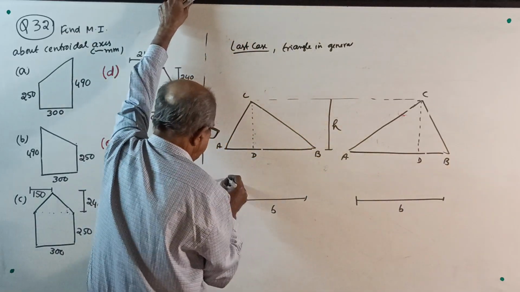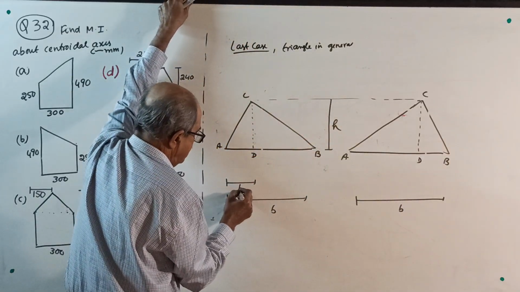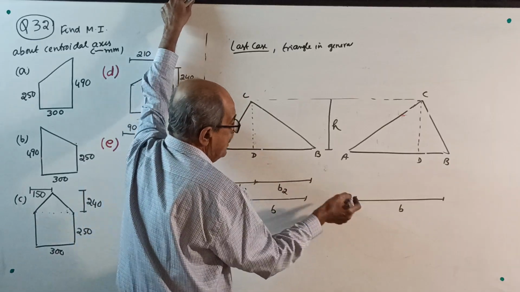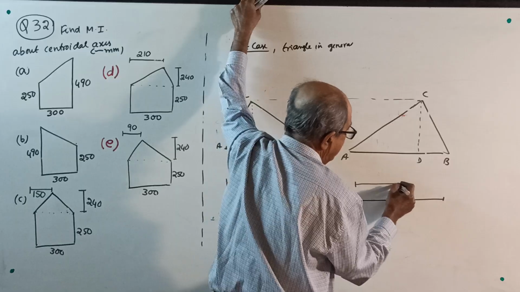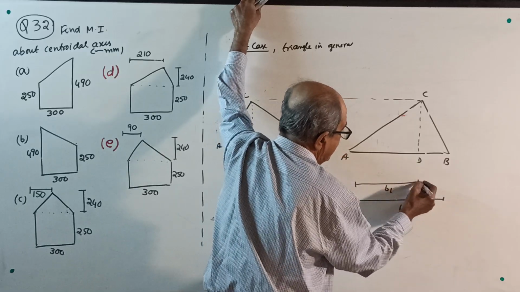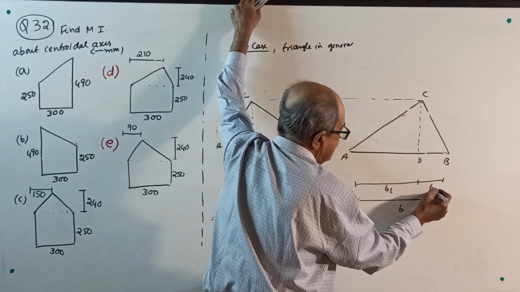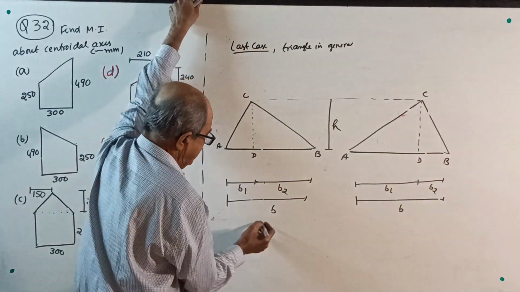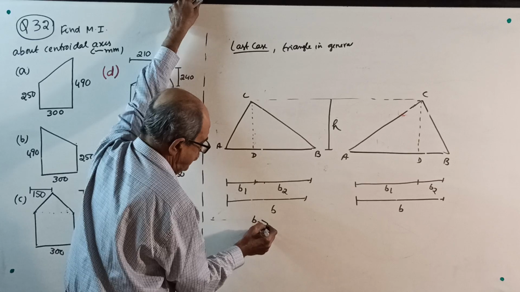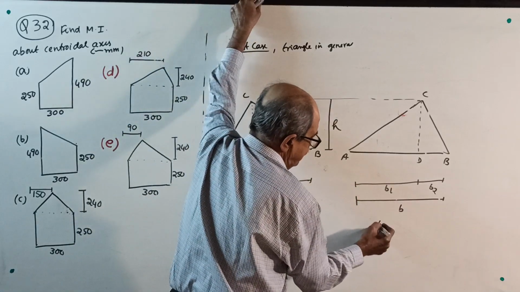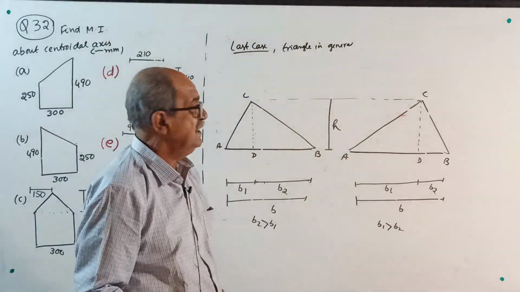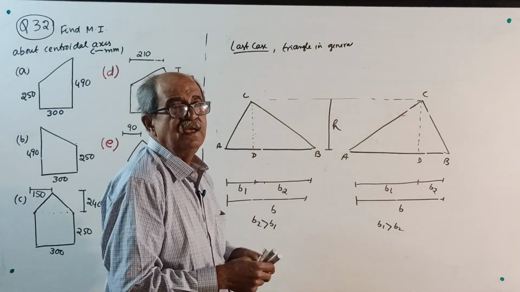Now, let it be B1. B1 is not equal to B2. If it is an isosceles triangle, then B1 equals B2. This is the case when B2 is more than B1. You write here, B2 is more than B1. This is the case when B1 is more than B2.